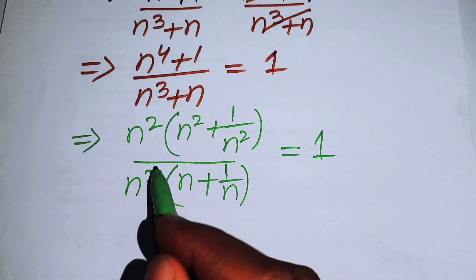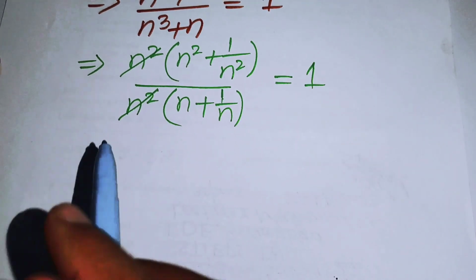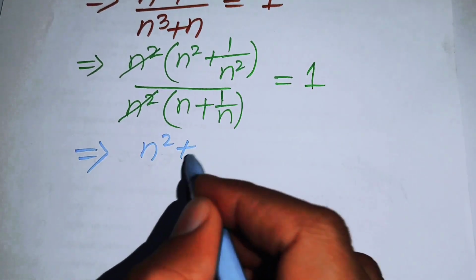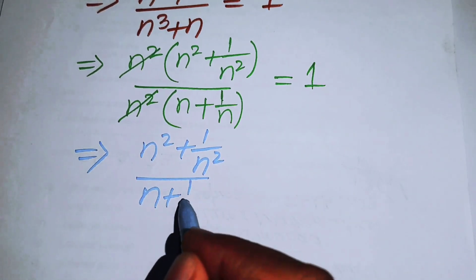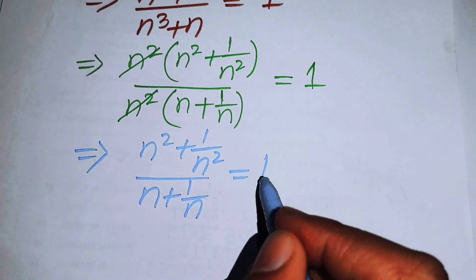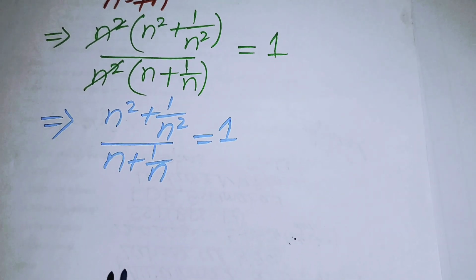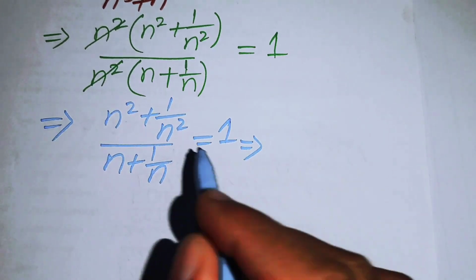So in the next step you see here this n square is cancelled by each other, and we obtain n square plus 1 over n square in the numerator, and it is divided by n plus 1 over n equals 1. And now in the next step we convert this nice equation in the completing square form.